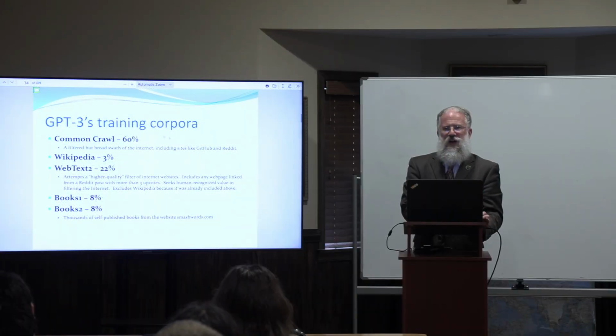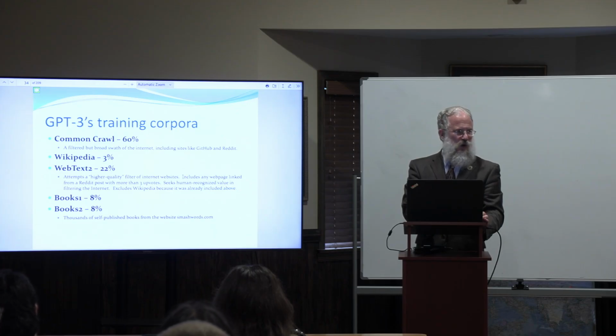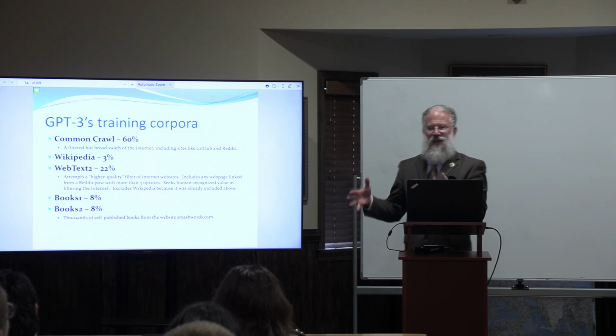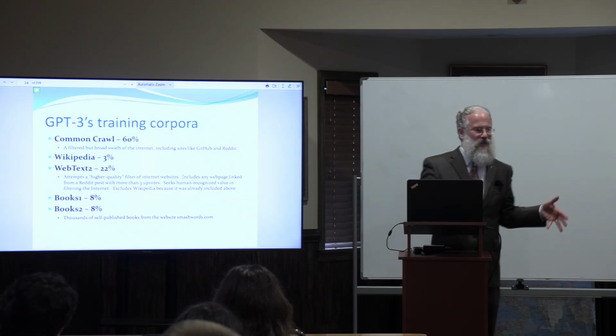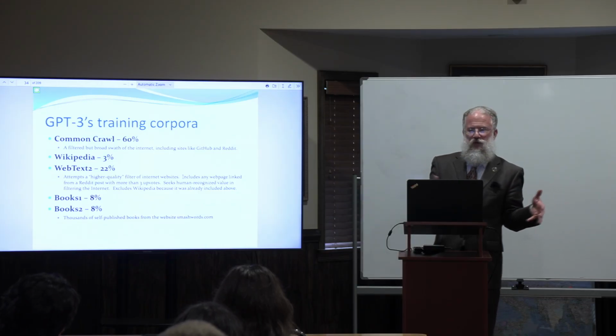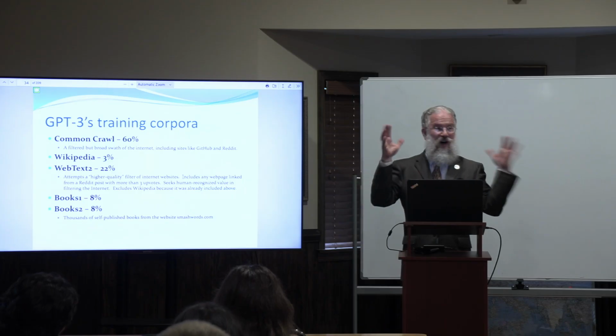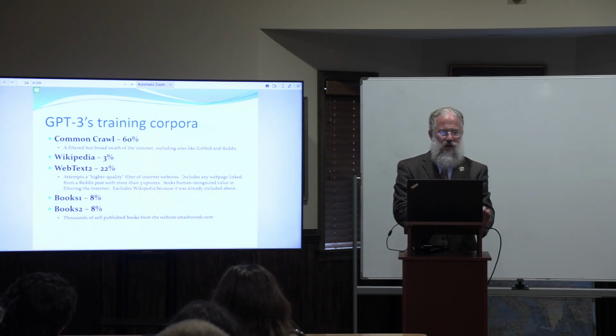So they're called training corpora. All of you that know your Latin, a corpus is a body. So it's trained not just on a body of text, but multiple bodies of text. So therefore, the lingo is these are the training corpora. These are the multiple bodies of text that the AI was trained on.